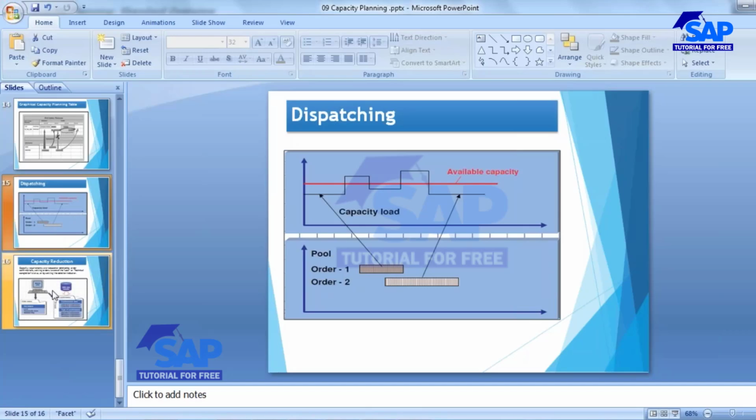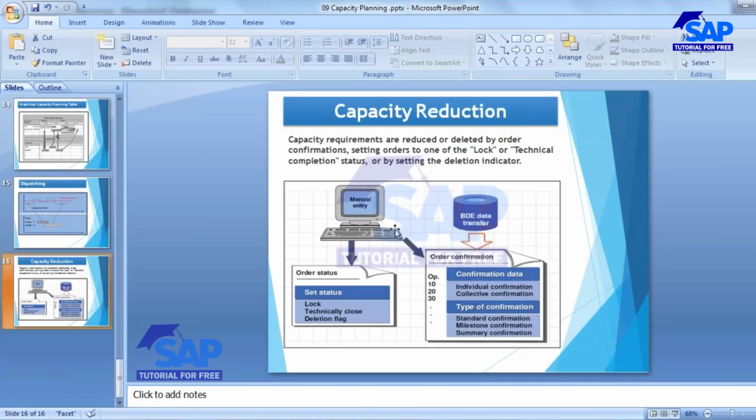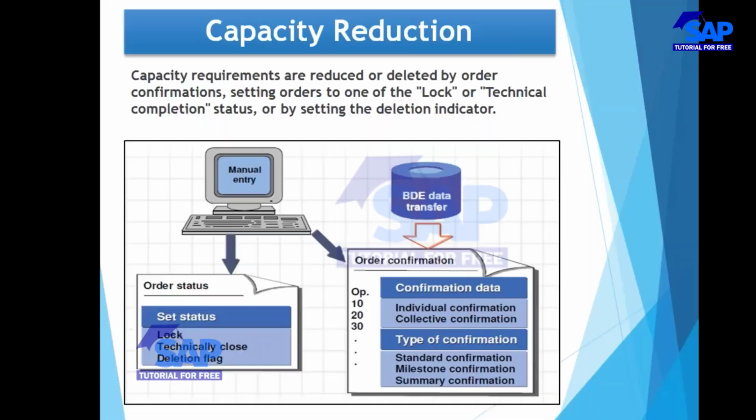Okay, so now the last one is capacity reduction. When will these capacities get reduced? Your capacity requirements are reduced or deleted by order confirmation, or by setting orders to lock or technical completion status, or by setting the deletion indicator. That means your capacity requirements get reduced when you complete the production.